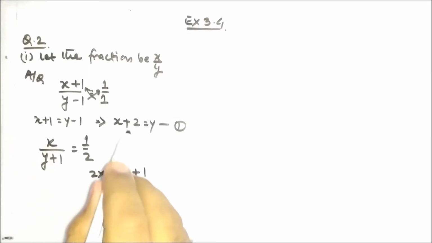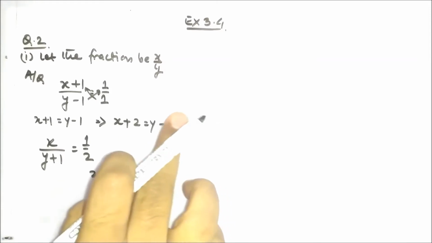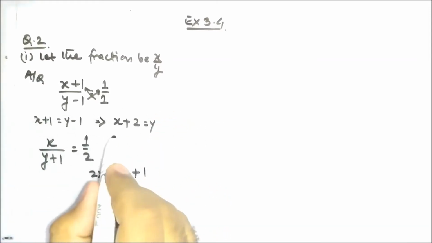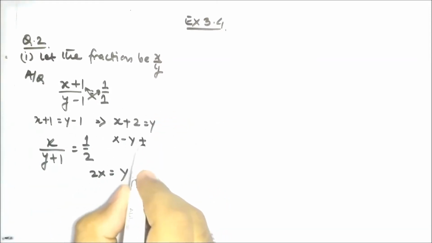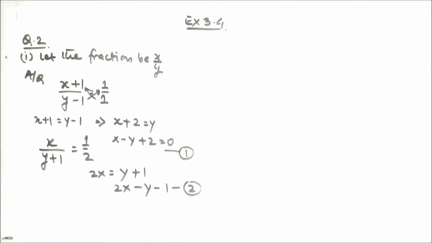Okay, just bring this in this form only. If you shift all the variables to one side, that will be x minus y plus 2 is equal to 0. Let this be equation number 1. Shift everything to this side, that will be 2x minus y minus 1 is equal to 0. This is your equation number 2. Okay, so I hope everyone got how we found this equation. This we have already done in exercise 3.3.